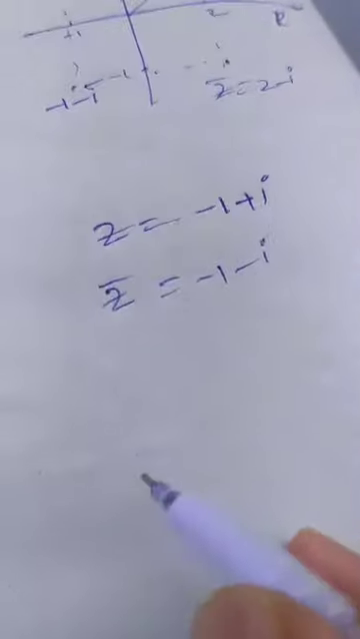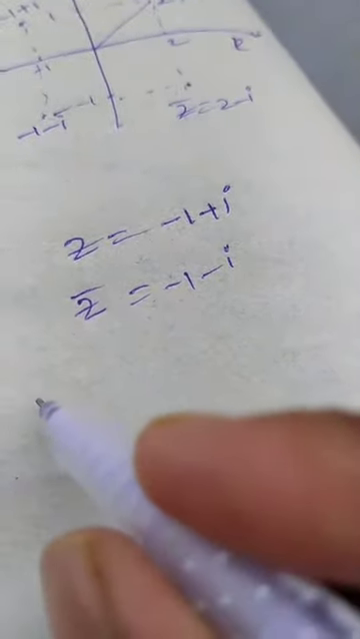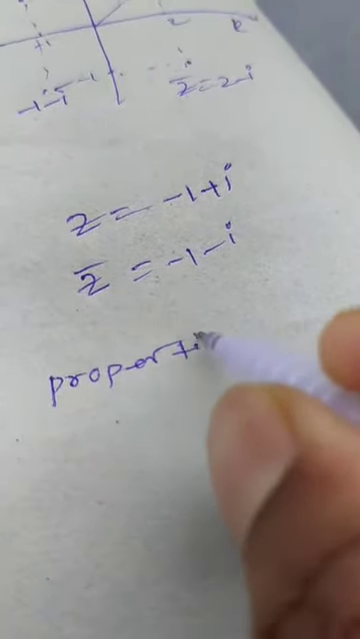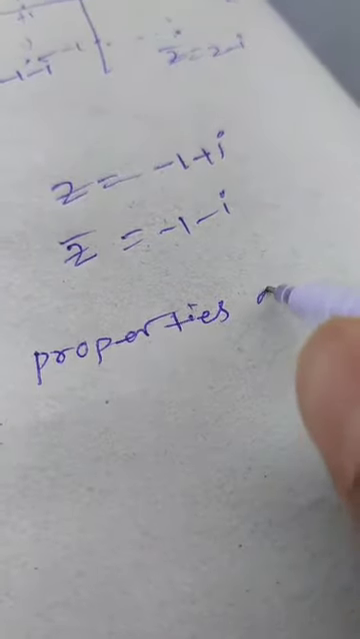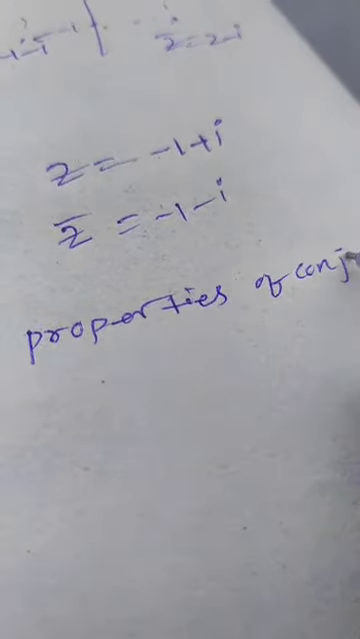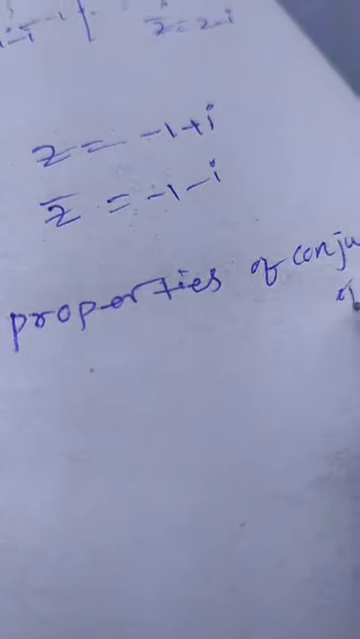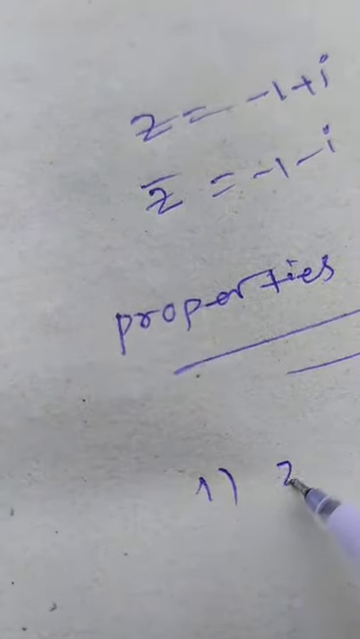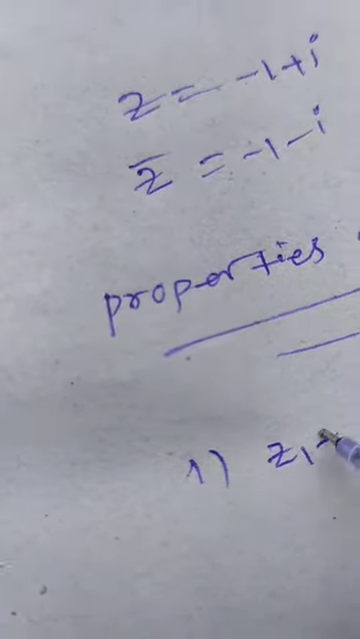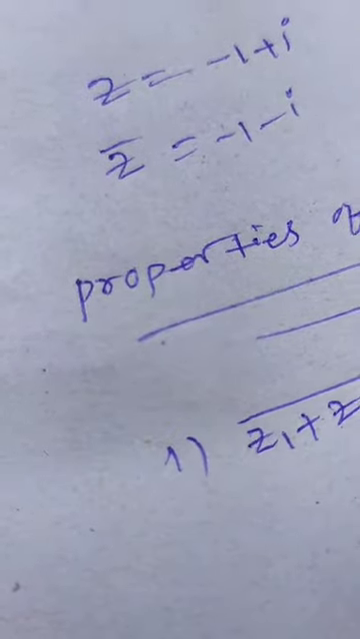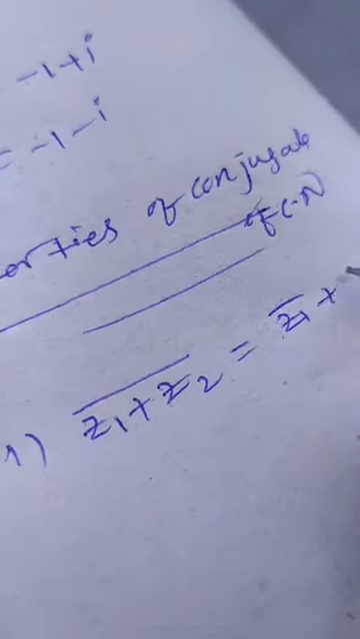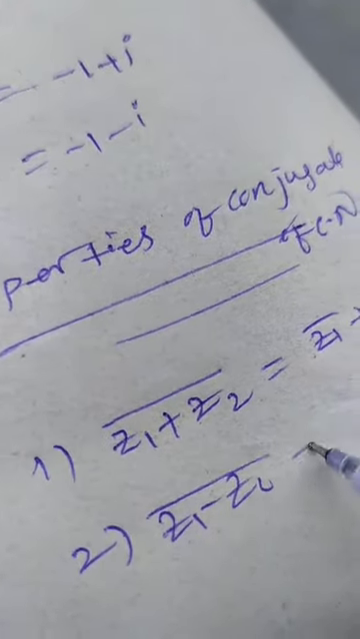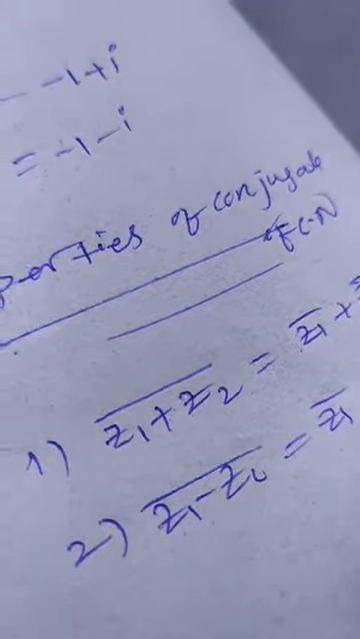Okay, now let us see some properties of z bar, properties on the conjugate. Z bar means conjugate of a complex number. First property: for two complex numbers, if you have the bar over z1 plus z2, you can separate it as z1 bar plus z2 bar. And second, z1 minus z2 bar you can also split as z1 bar minus z2 bar.